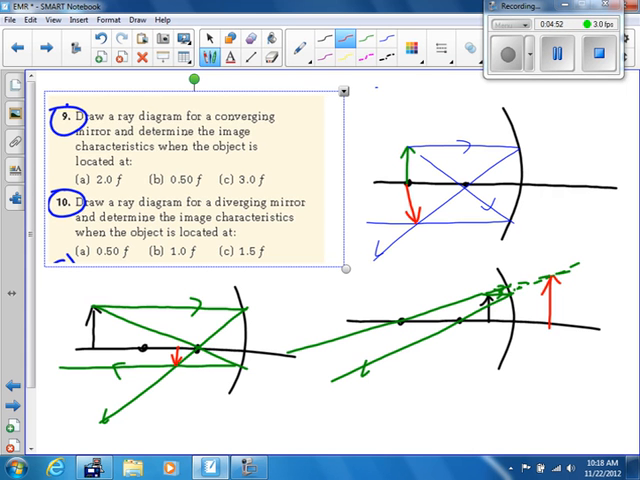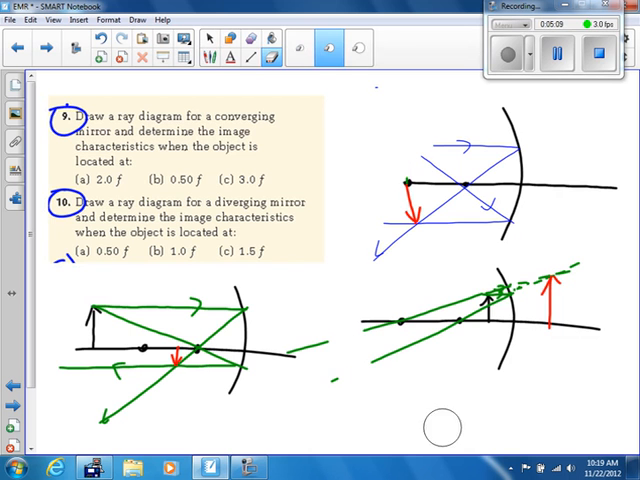Number 10, the ray diagram for a diverging mirror and the image characteristics. Diverging mirror is like the quiz question that we had, right? And all of those ray diagrams on the diverging mirrors end up being effectively the same. Okay, first ray goes parallel to the principal axis. Let me erase something here so we've got some space.